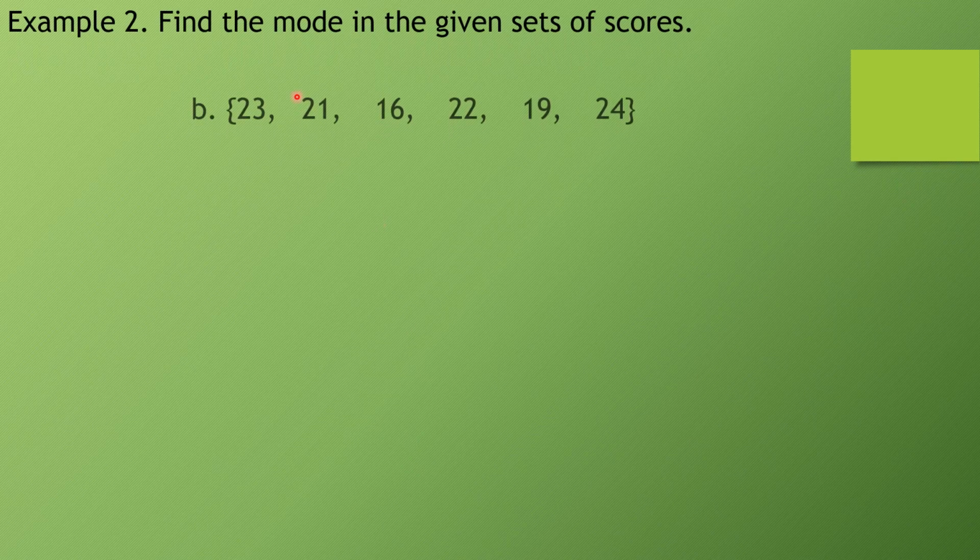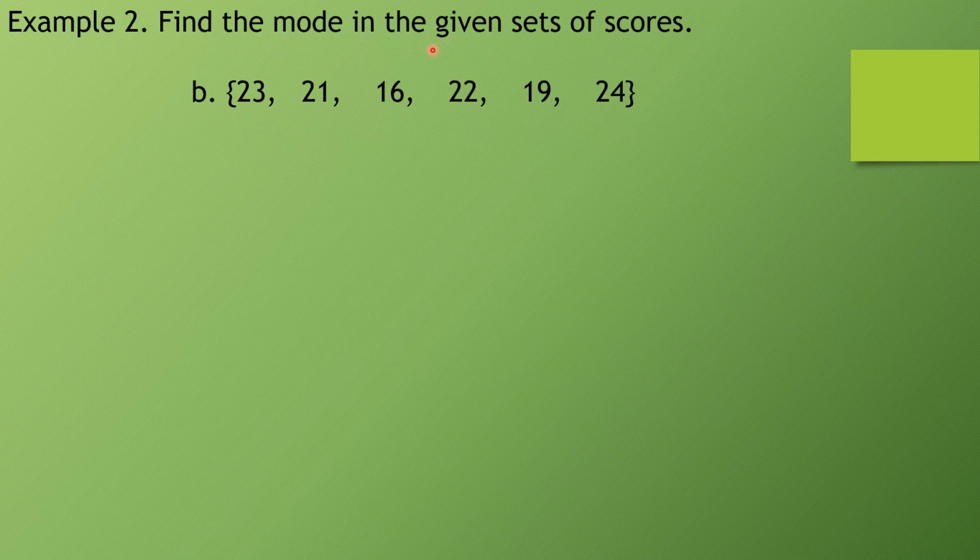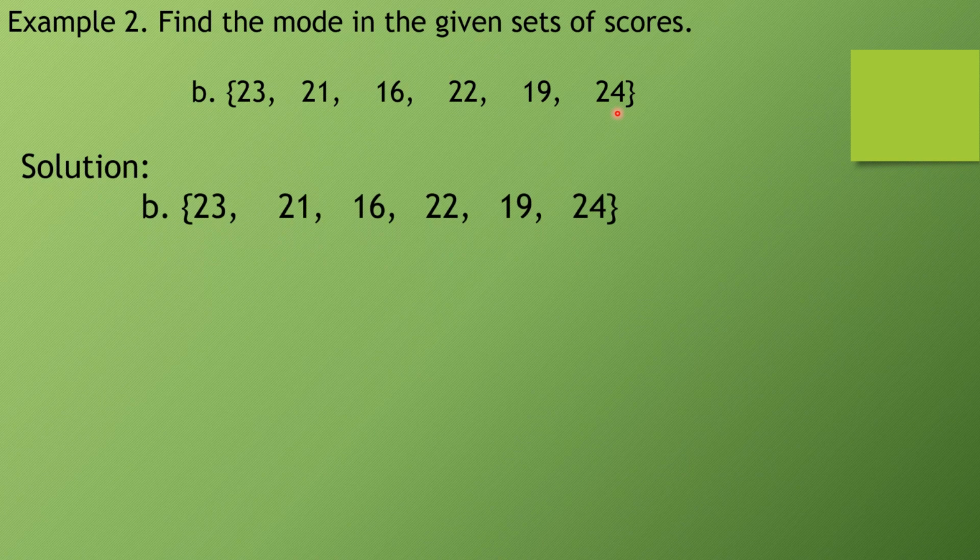Now, let's have example number 2. Find the mode in a given set of scores. We have here 23, 21, 16, 22, 19, and 24. Again, for our solution, copy lang na siya. Pwede ra dili gyud i-arrange. Basta si mode ang pangitaon. And atong i-inspect kung naay nagbalik-balik. Nibalik ba si 23? Wala.